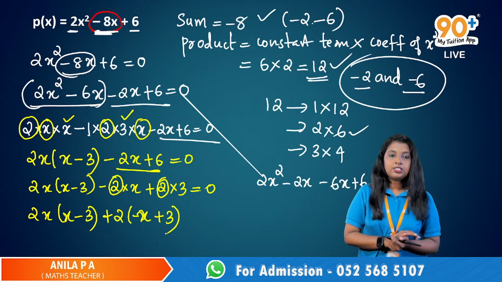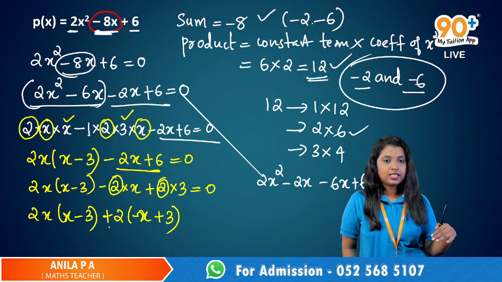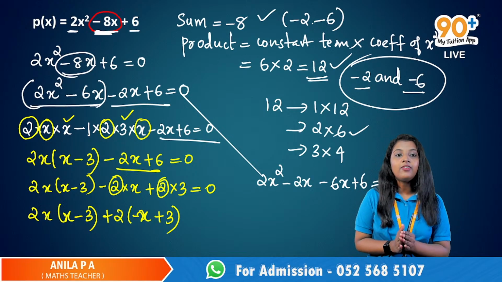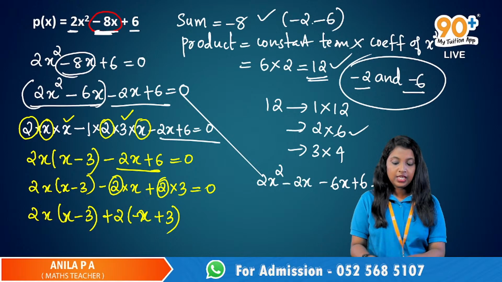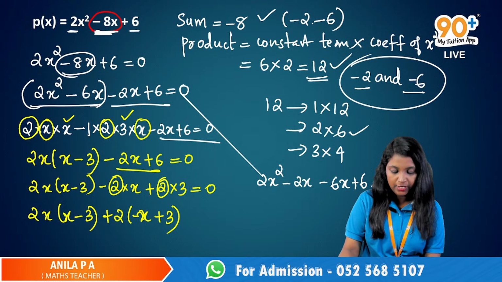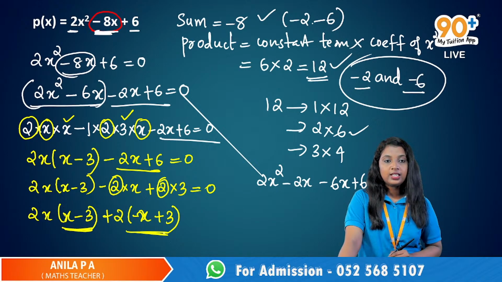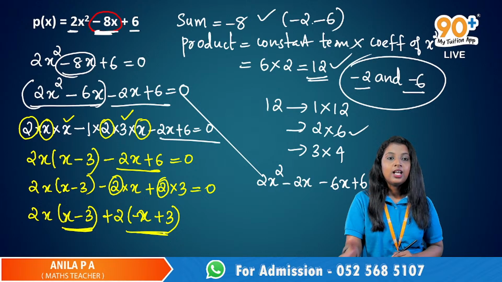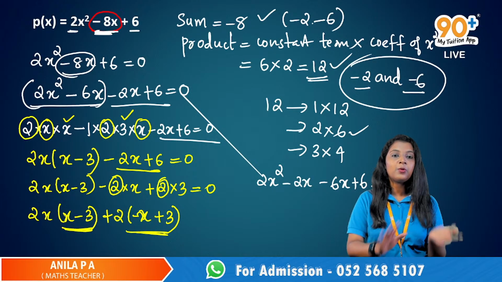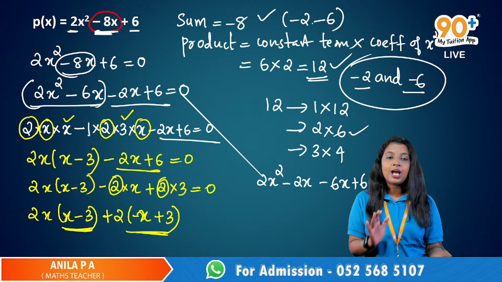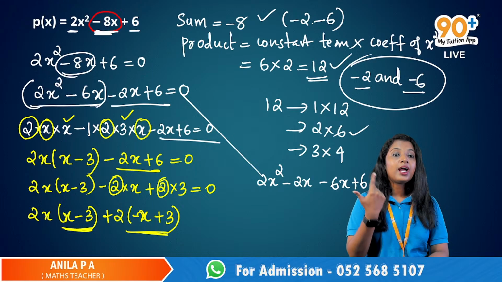But that is not possible because after this step, we have to take something as common outside. Which means whenever we do such things, the things inside the brackets must match. In the first one, it is x minus 3. So here also it must be x minus 3. That is the step. We have to take this x minus 3 outside as common in the next step. So somehow we have to make this minus x plus 3 as x minus 3.